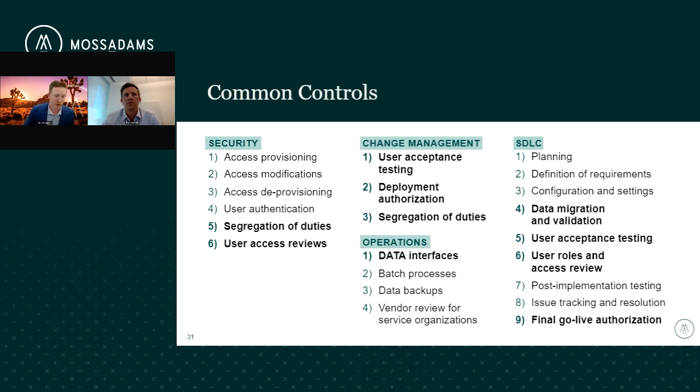We listed some common controls here, but probably some of the more important ones are those user access reviews I mentioned earlier; user acceptance testing, because if you have any kind of new patch, you want to make sure you test it; and then user roles and access review, just making sure folks have the right authorization.